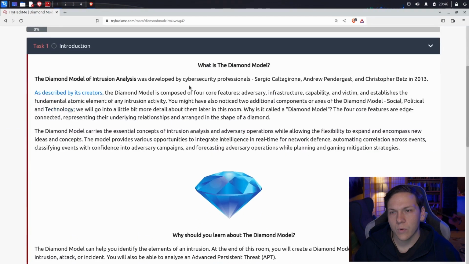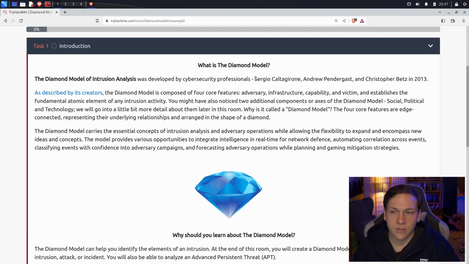Introduction. What is the Diamond Model? The Diamond Model of intrusion analysis was developed by cybersecurity professionals Sergio Caltagirone, Andrew Pendergast, and Christopher Betts in 2013. As described by its creators, the Diamond Model is composed of 4 core features: adversary, infrastructure, capability, and victim, and establishes the fundamental atomic element of any intrusion activity.